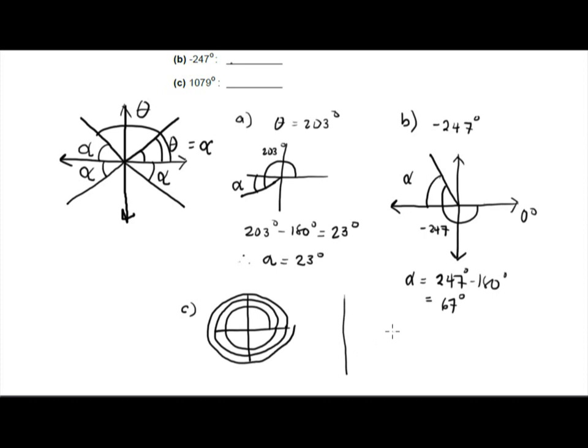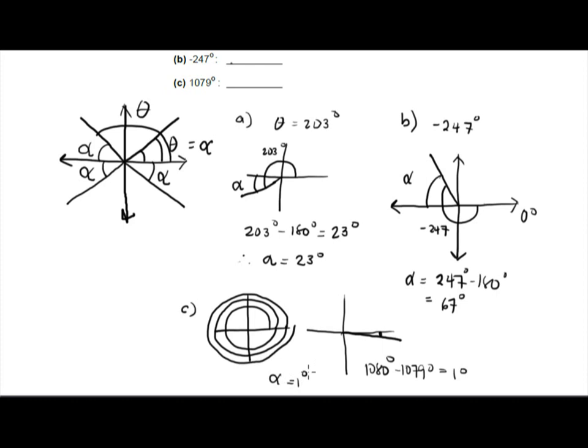So if we made another turn or rotation, we will be reaching 1080. But since you only need 1079, then this must be the location of the terminal side. And 1080 less 1079 degrees is just 1 degree. So the reference angle in letter C is 1 degree.